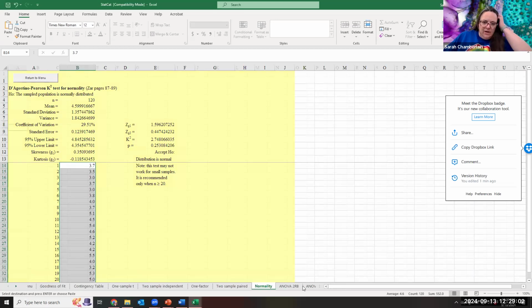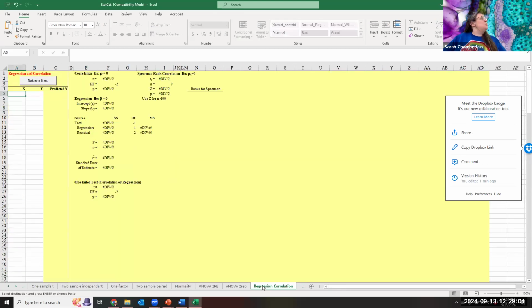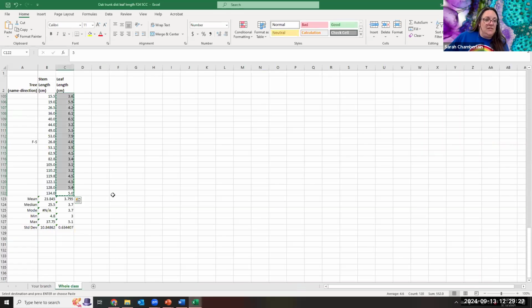So let's see, where is the regression? Okay, here's the regression correlation tab. So I'm clicking on that. Notice this is another one where you have to find the right thing to report. There's the correlation part here. There's something called the Spearman rank correlation, which is here. And then the regression stuff, which is here. And then we have a one-tailed test, which is down there, which is a different thing. So I am going to go back to this one more time.